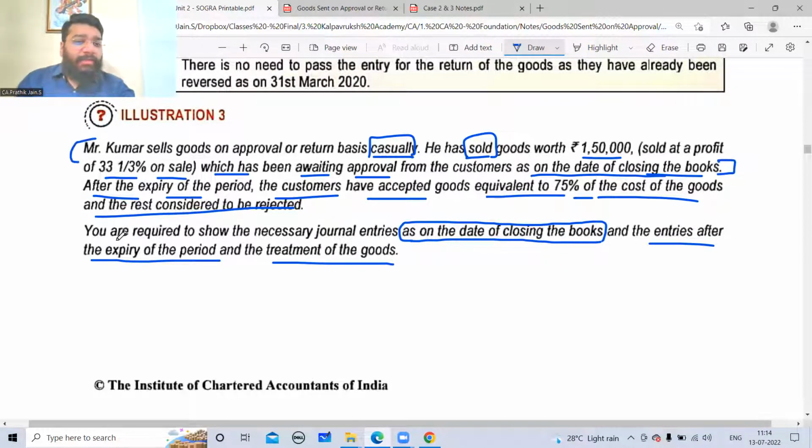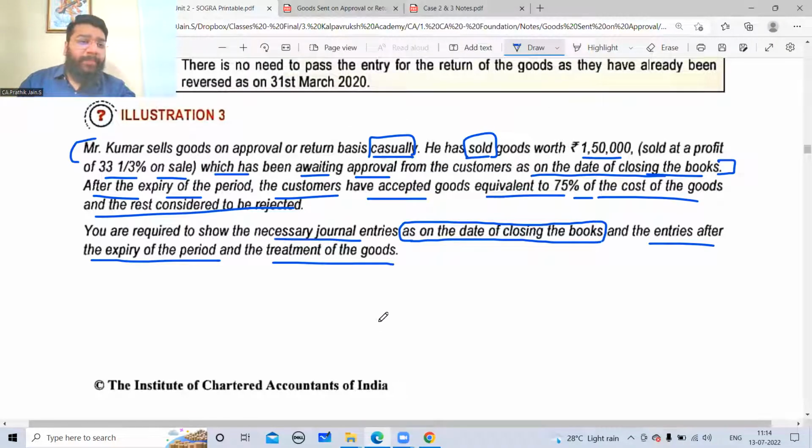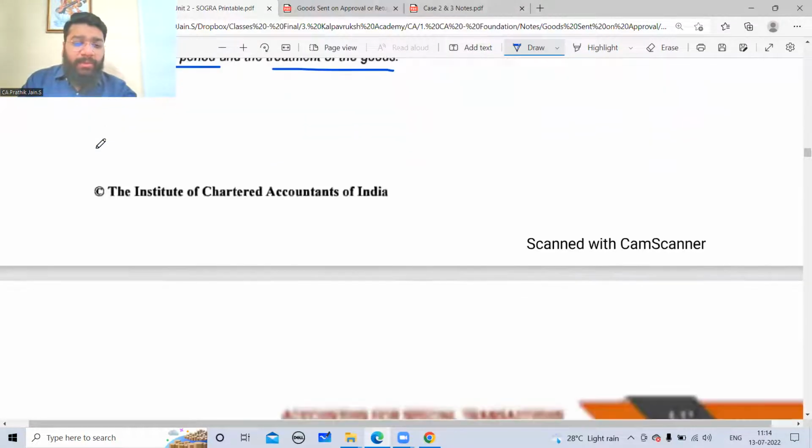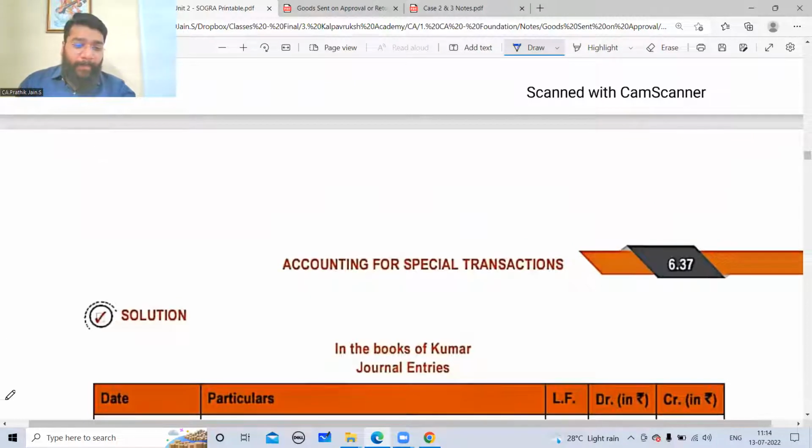Now what is the requirement, guys? You are required to show the necessary journal entries as on the date of closing the books, which means here. So on 31/3, what journal entry do you pass? That is what has been asked. Heading, in the books of Kumar, will be journal entries. And please note the proper format: date, particulars, LF, debit, credit in rupees. Please note down the format and then we'll go forward.